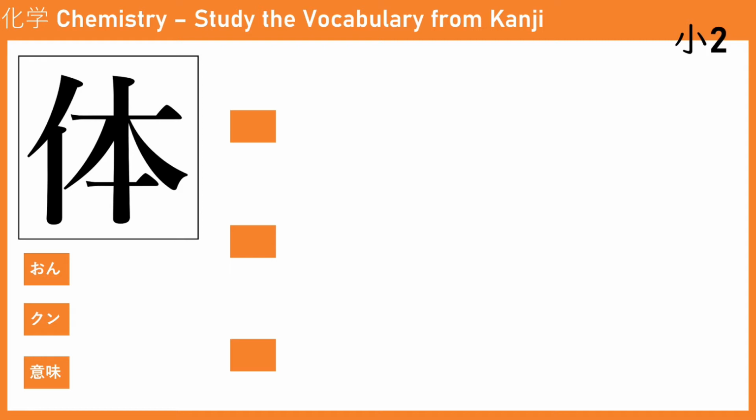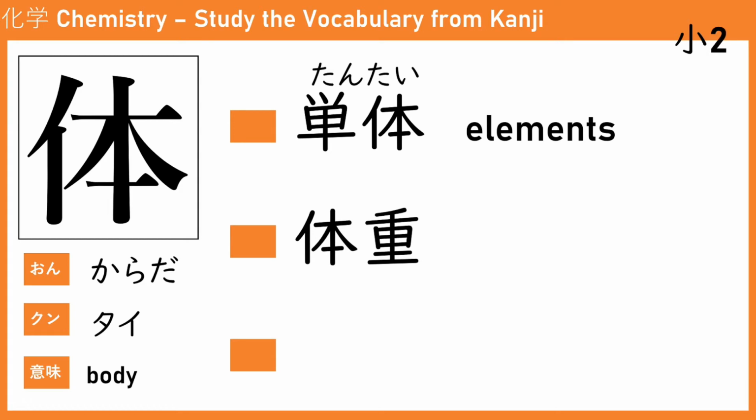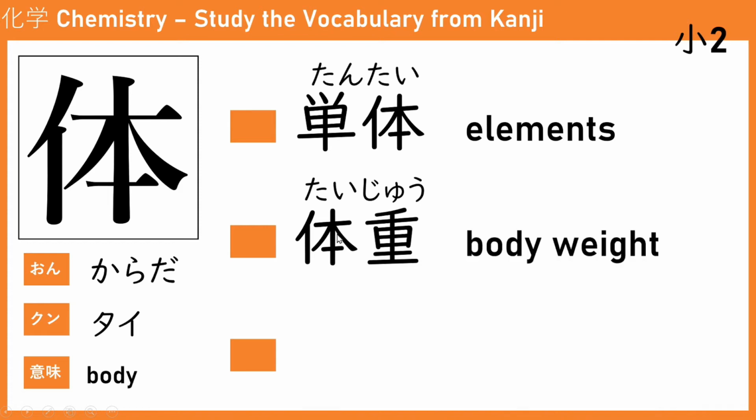The next kanji is tai, or karada, which means body. So we have tantai before, as on the slide before. We got tantai, which means elements. Just the hydrogen, just the oxygen, just the carbon, not a mixture, not a substance, just element. We also got taiju. Tai means body, ju means heavy. So taiju means the heaviness of a body, which means body weight.